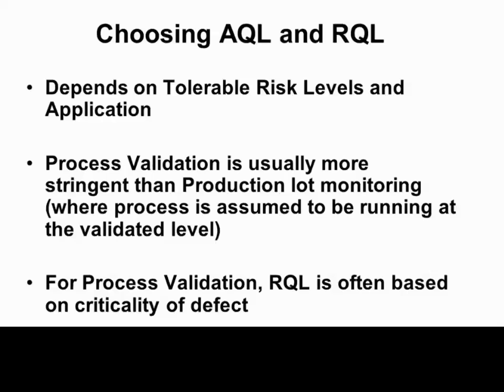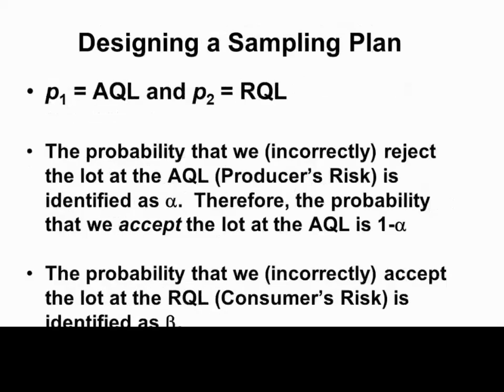But in validation, the last thing we want to do is put a process that's not validated to be capable of meeting a certain quality level into production. So we want to make sure that we bite the bullet and do whatever is required to validate that for that phase. All right, and as it says here, for process validation, very often we set RQL based on the criticality of the defect. So if it's a critical defect, RQL is going to be much lower than if it's maybe something like visual.